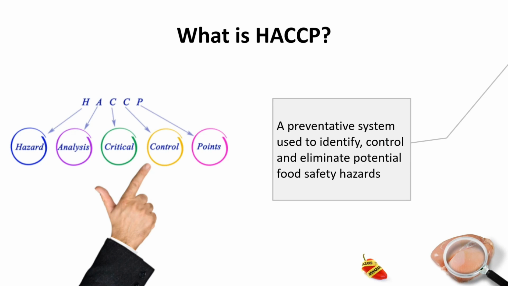Safety from biological, chemical, and physical hazards in production processes, from raw material production, procurement, and handling, to manufacturing, distribution, and consumption of the finished product. It is a progressive method of identifying hazards in the production of food and implementing control measures to prevent, eliminate, or reduce these hazards to an acceptable level.